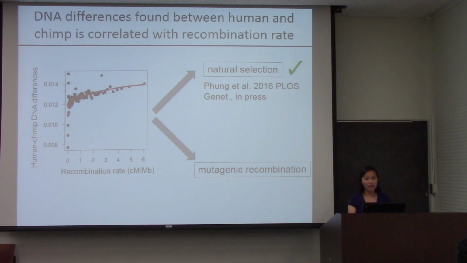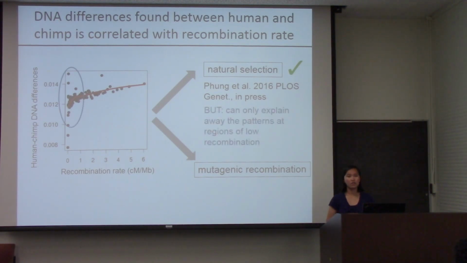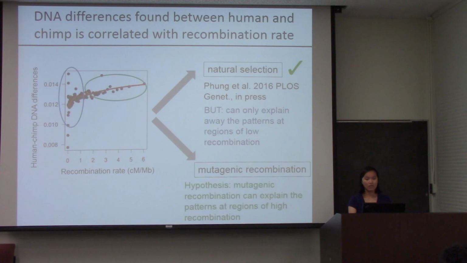But what we saw was that even though natural selection can explain some of these patterns, it can only explain the pattern at regions of low recombination. And so this led us to hypothesize that perhaps we need to invoke mutagenic recombination in order to explain the patterns at regions of high recombination.